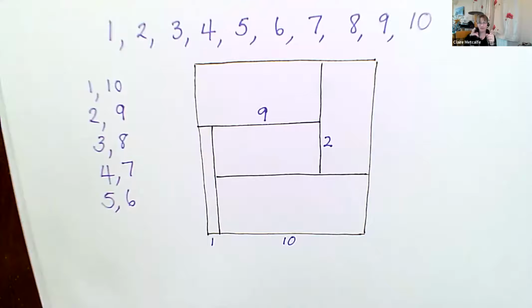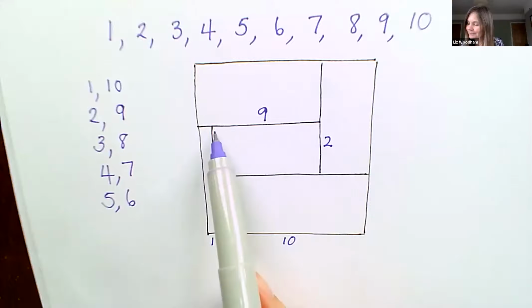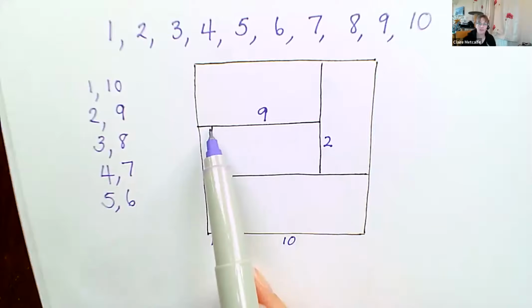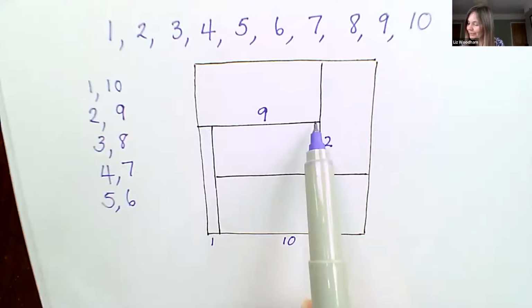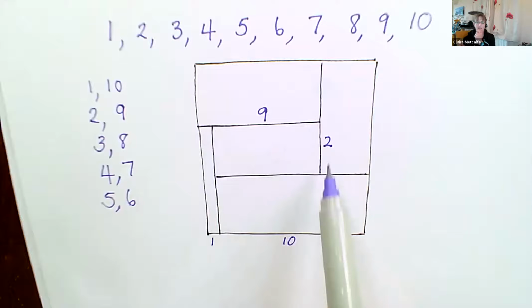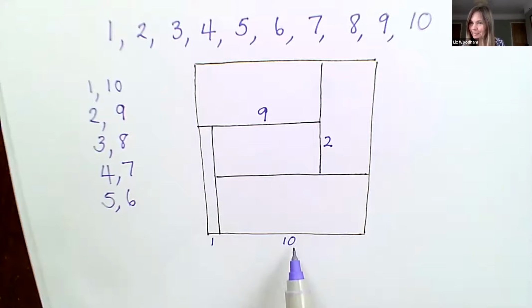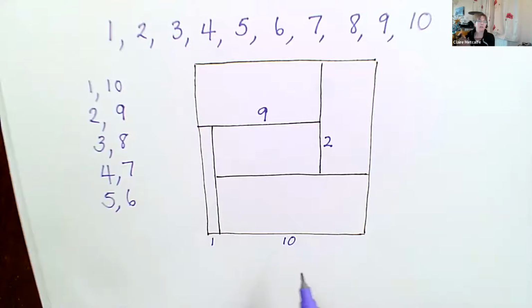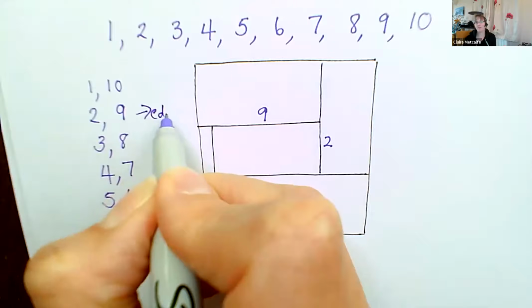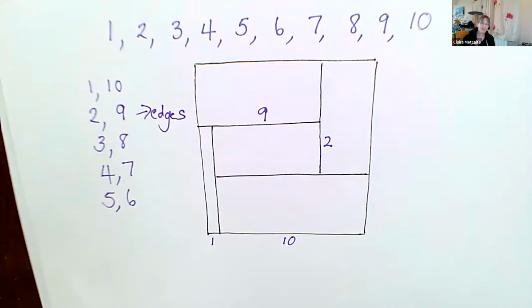If that middle rectangle had a length of 9, and we've already got a 1 on that side, then that whole line is 10, so that would not be possible. Given the edge, we'd have to have a 1 on the other side as well, which we haven't got. So we know that 2, 9 has to be a pair of edges. We could write E next to that, for edge. And similarly for 1 and 10, we know those have to be the edges.